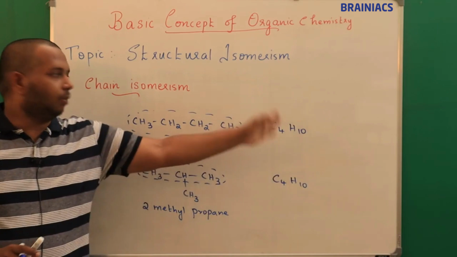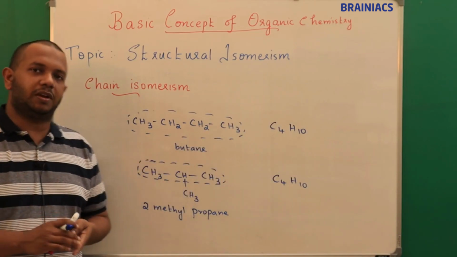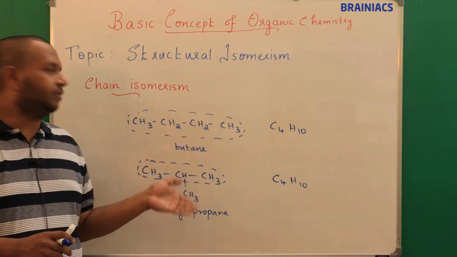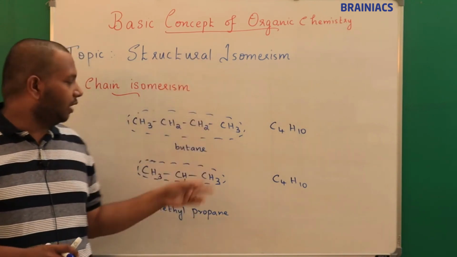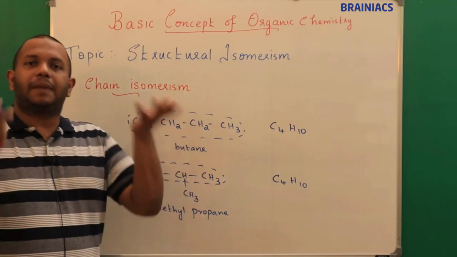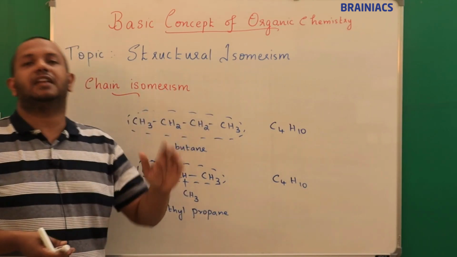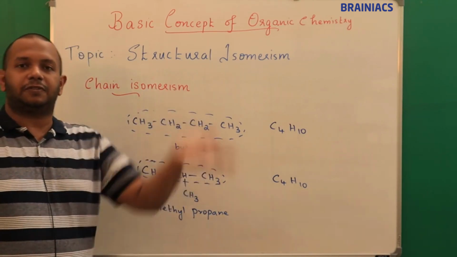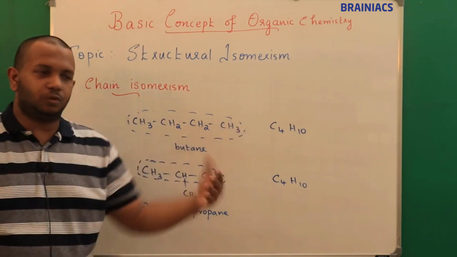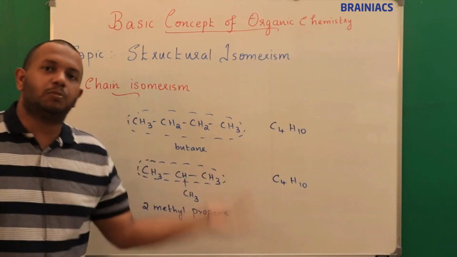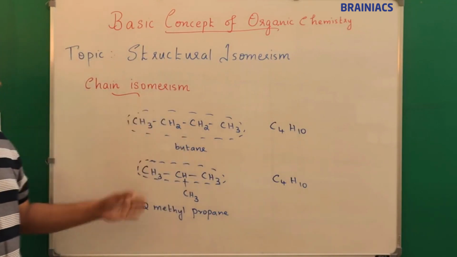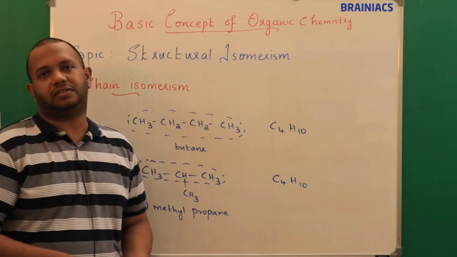They also have the same molecular formula, so the molecular weight also remains the same, but both will have different physical and chemical properties. Different physical properties in the sense that butane will have a higher boiling point and 2-methylpropane a lower boiling point. Why? Because here more branching is there. As branching increases, surface area decreases and the boiling point also decreases. If surface area is more, boiling point is also more, because more surface means you need to boil all those areas, so more temperature is required. I hope this example is clear for you. We will go to the next example.